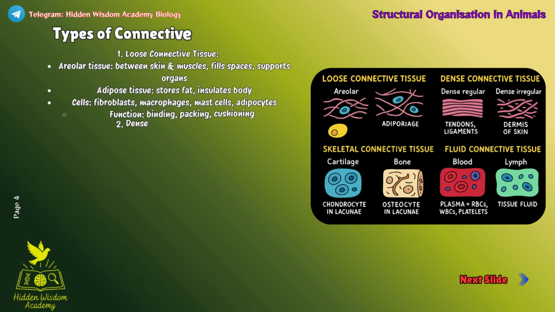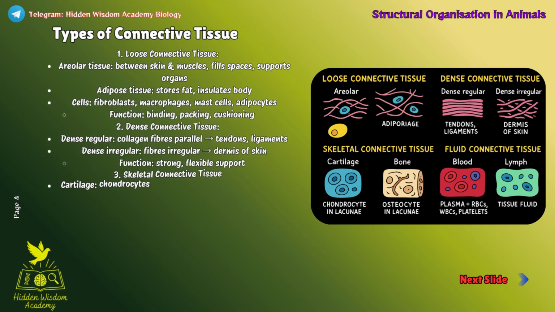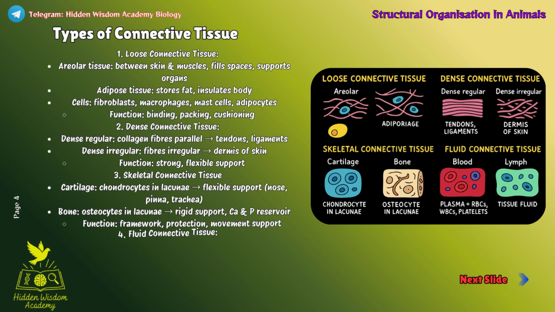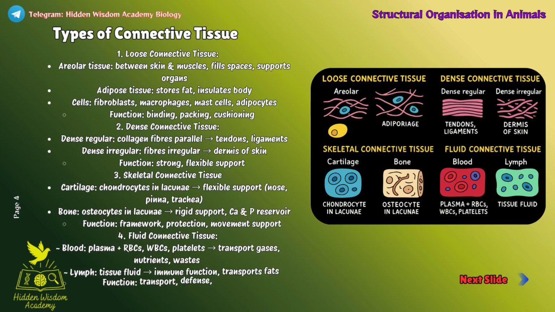Now let's see the types of connective tissue, based on structure and function. First, loose connective tissue. It's soft and flexible, it works like the body's packing material. Examples: areolar tissue, fills spaces and supports organs, and adipose tissue, stores fat and keeps the body warm.